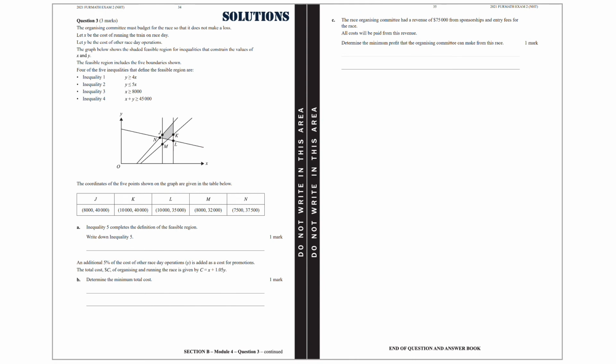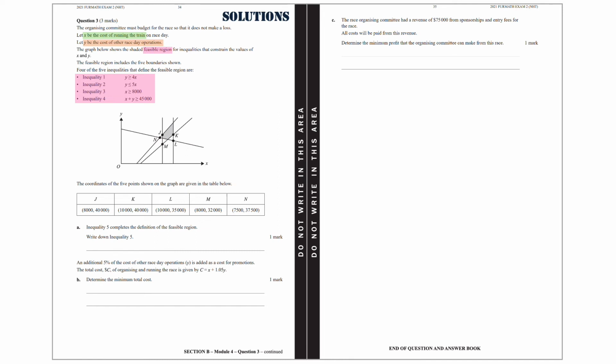Question 3. The organizing committee must budget for the race so that it does not make a loss. Let X be the cost of running the train on race day. Let Y be the cost of other race day operations. The graph below shows the shaded feasible region for inequalities that constrain the values of X and Y. The feasible region includes the 5 boundaries shown. 4 of the 5 inequalities that define the feasible region are given below. The coordinates of the 5 points shown on the graph are given in the table below.